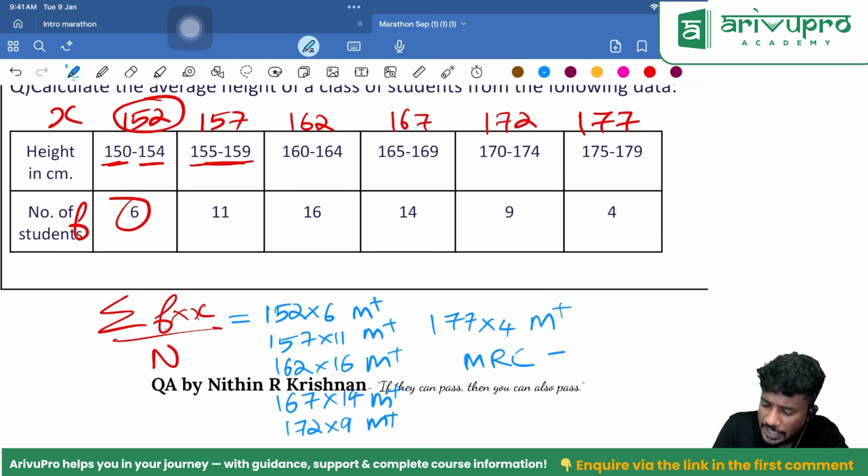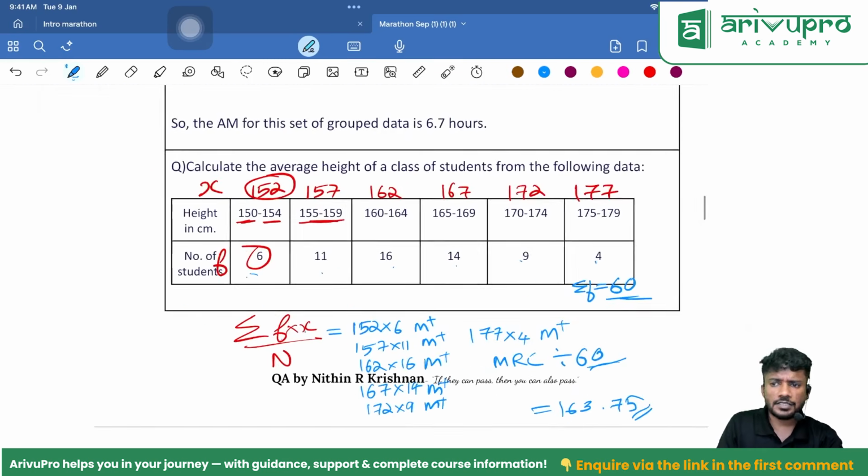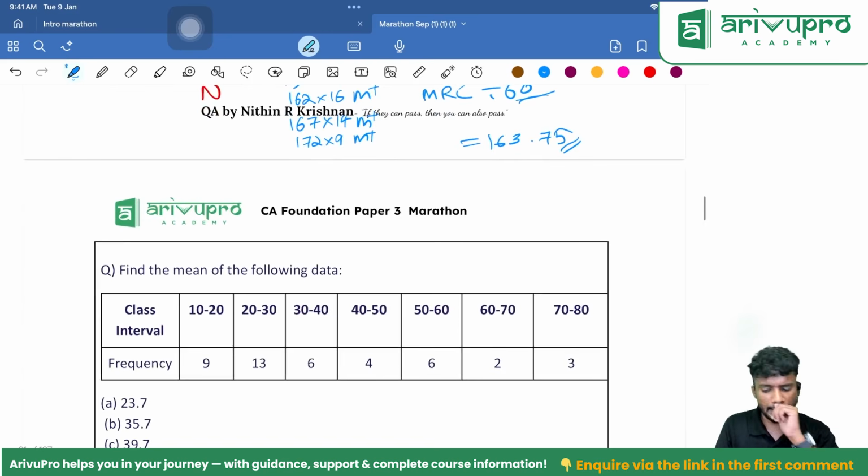Divided by sigma f, which is how much? 6 plus 11 plus 16 plus 14 plus 9 plus 4 is how much? 60. Sigma f is equal to 60. So divided by 60, how much is the answer? 163.75. Everyone got the same answer? Yes.